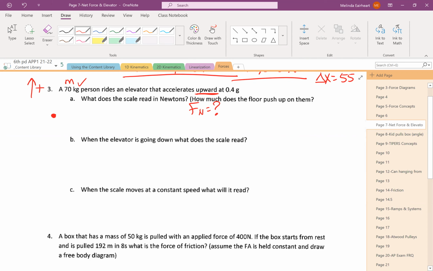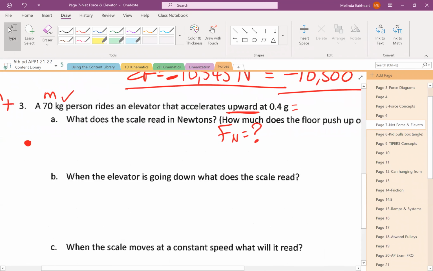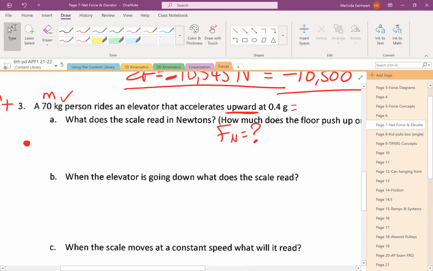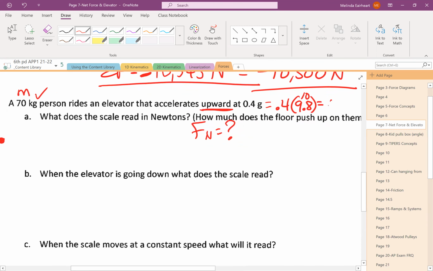We accelerate upwards at 0.4 g. Again, that's not 0.4 grams, that's 0.4 times 9.8. Now for our verbal math, let's just call it 10. And so 0.4 times 10 is 4. So that's our acceleration, 4 meters per second squared upwards.